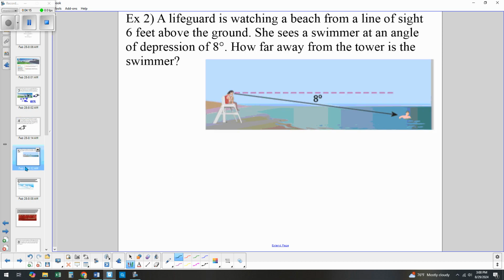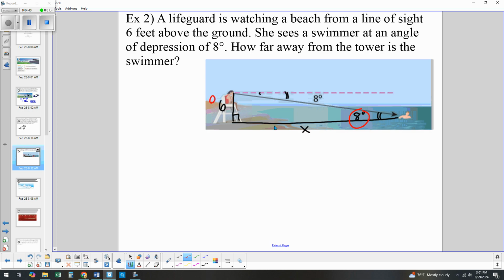For example 2, we have a lifeguard watching a beach from a line of sight 6 feet above the ground. She sees a swimmer at an angle of depression of 8 degrees. How far away from the tower is the swimmer? So we're looking for the horizontal distance. We know that this height here is 6 feet. We're looking for this. This angle is the same as this angle. This is the angle of elevation down here. This is the angle of depression. So I could really move the 8 degrees here, and now I could use this triangle down below.